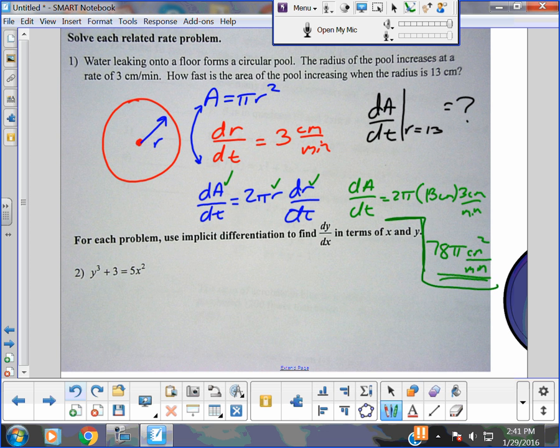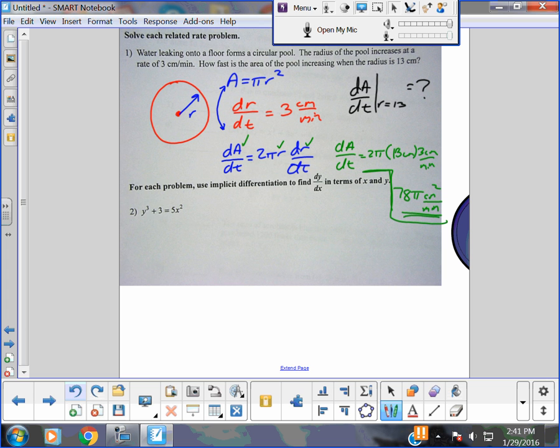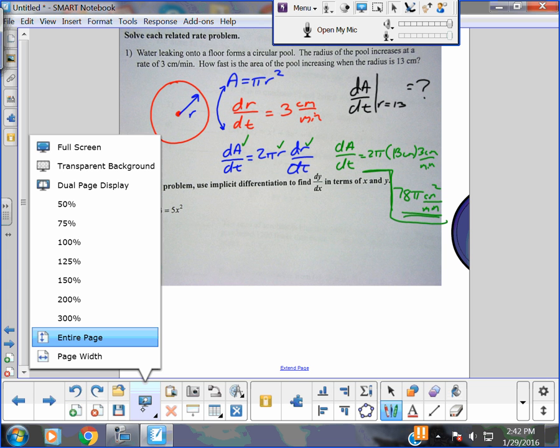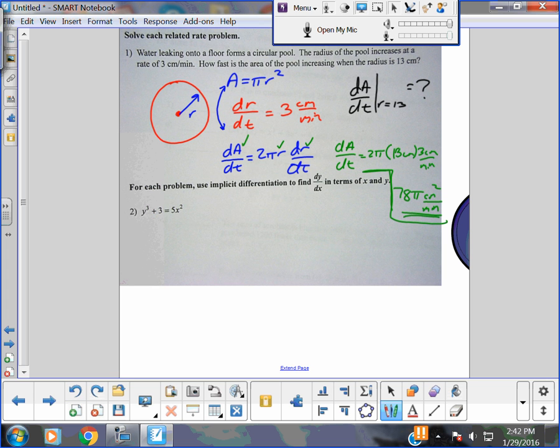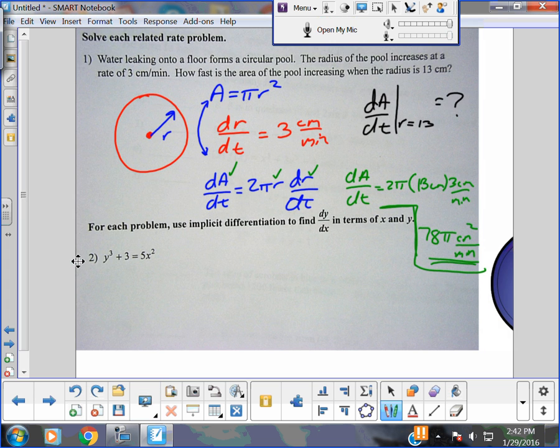All right. The second one, doing black. For each problem, use implicit differentiation to find dy dx in terms of x and y. And then for this one, I'm going to pose the question, could we solve for y and just find y prime? The answer is yeah, we can. So, first thing I'm going to do this implicitly and work our way down the page.